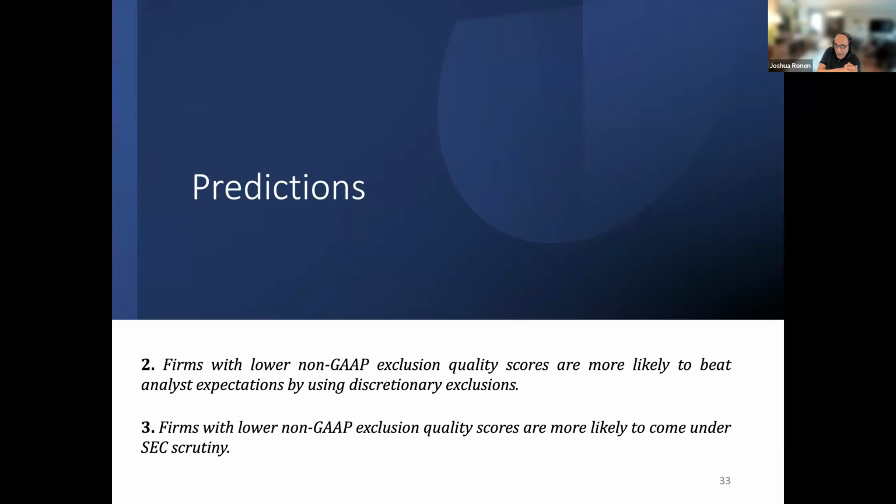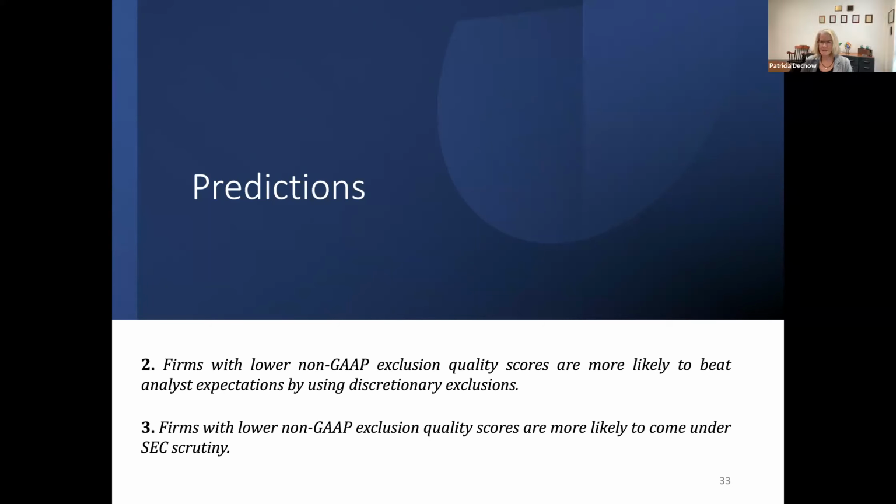Yeah. So I'm just wondering if you gave any thought to the possibility that managers monitor market reactions to their non-GAAP exclusions to guide their future exclusions. Oh, and what do you mean? Like if managers try to monitor how the market and investors are reacting to their exclusions, such as to guide their future exclusions?